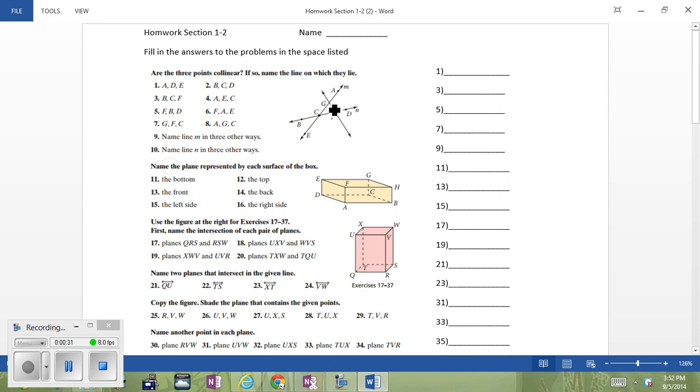Any two points will always be collinear, okay? But 3 points may or may not be. So E, C, and G are on the same line. They are collinear, okay? B, F, and A are not on the same line, so they are not collinear, okay? That's simply all we need between collinear on a line.